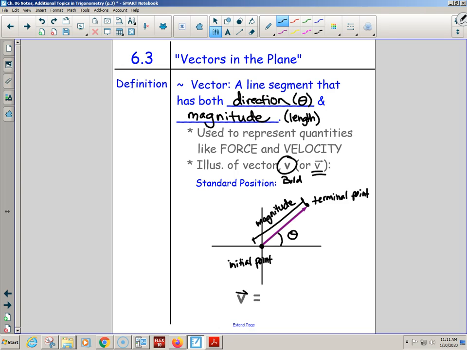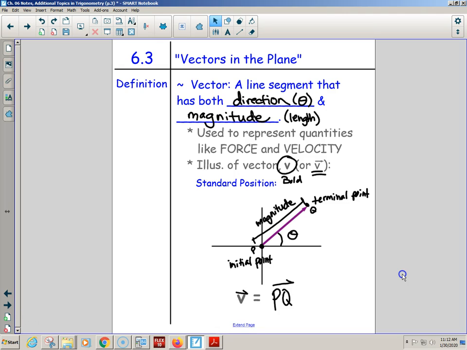But with this vector, we can call it not just vector lowercase letter, but we can call it vector PQ, where P is the initial point and Q is the ending point. It has nothing to do with alphabetical order. It has everything to do with where it starts and where it ends.